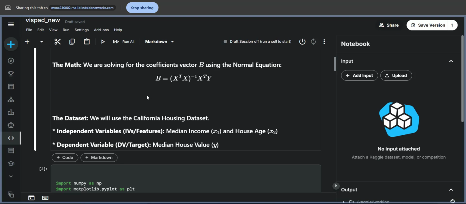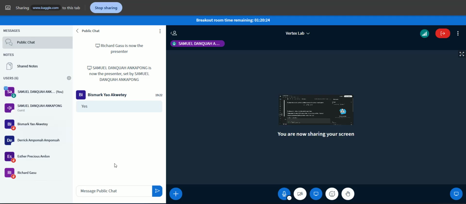Okay. So we've talked about the independent variables already. So we have two features. We have median income. Oh, let me check. I hope there's no question as of now.